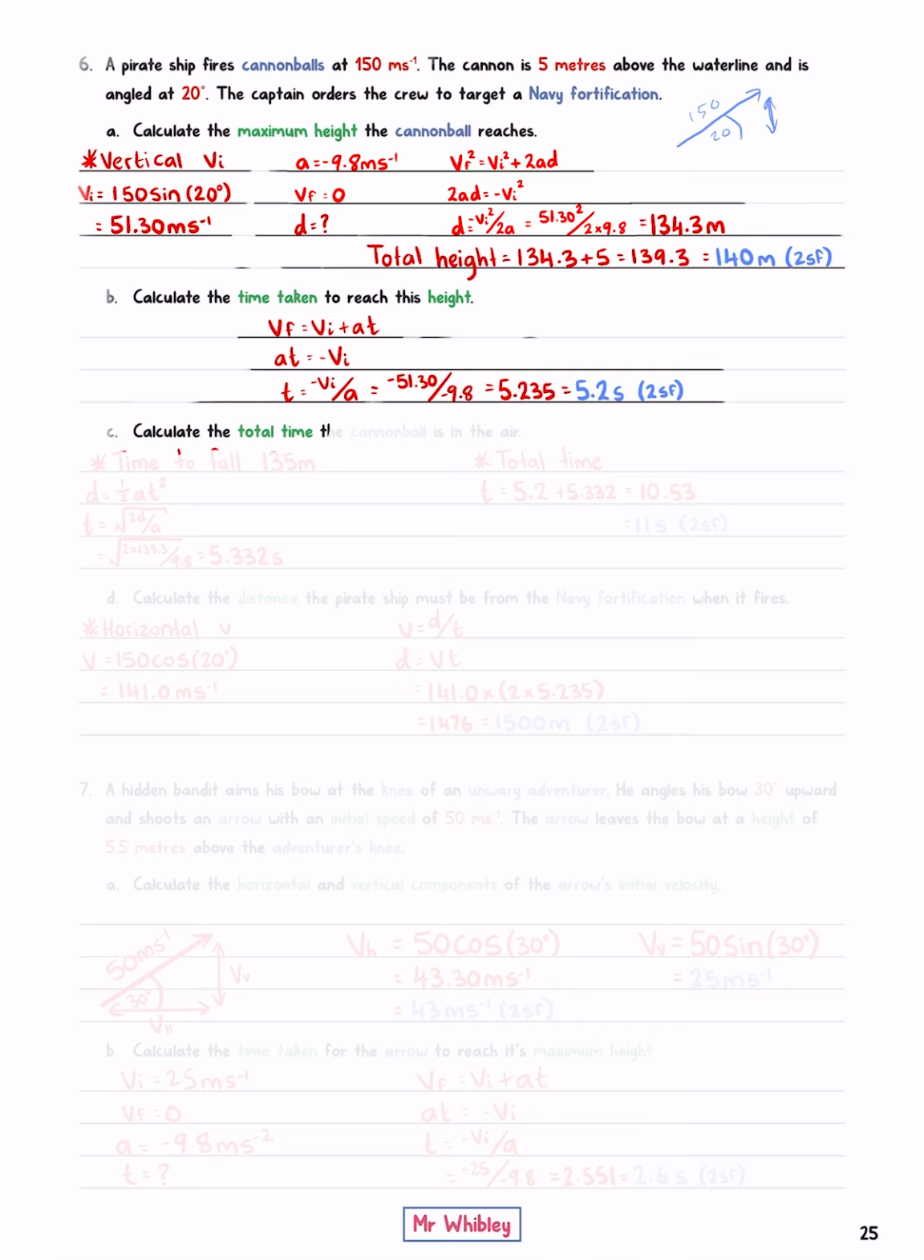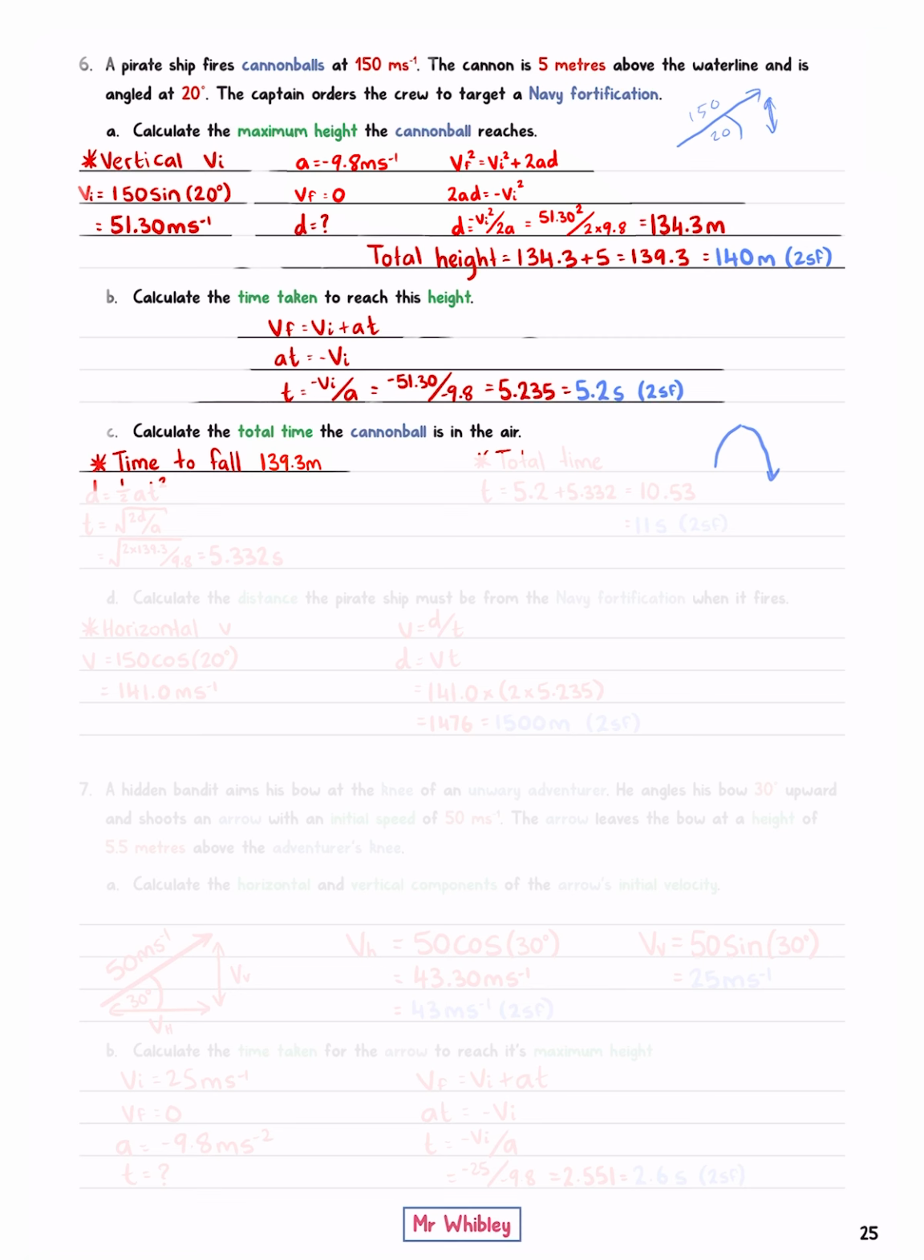Calculate the total time the cannonball is in the air. And so we've already found the time for it to reach its maximum height, but we now need to find the time for it to fall. As we found in part A, the distance it's going to fall is 139.3 meters.